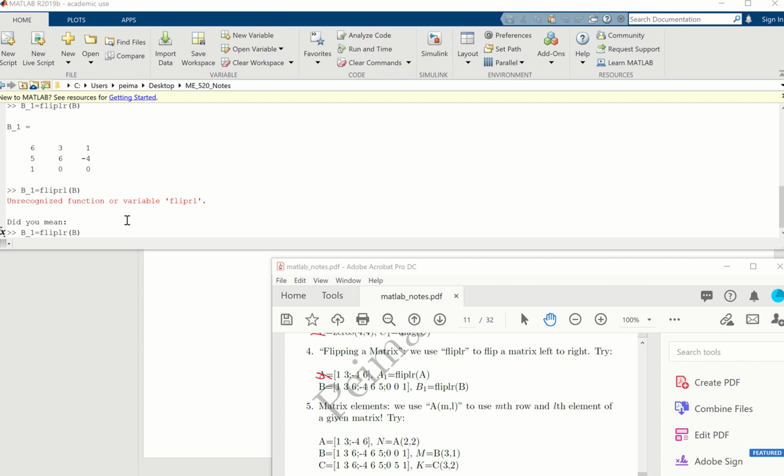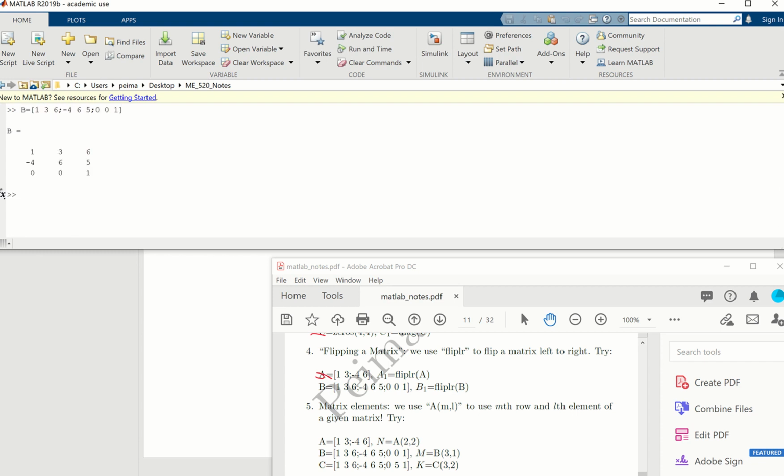Okay, so we don't have such a command. It says flip right to left, we don't have it. But we do have another command, guys. Let me delete it. If it's our B, if I say B1 is flipud of B, let me see. Here we have such a command. We are flipping from up to down.